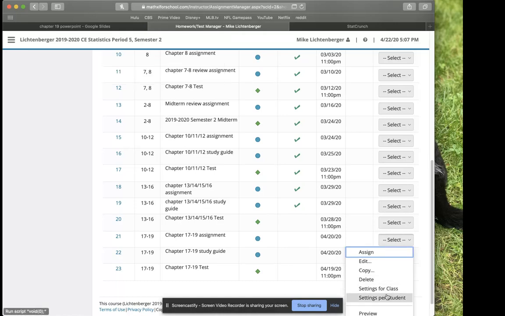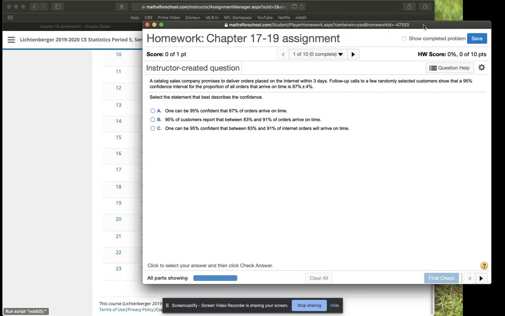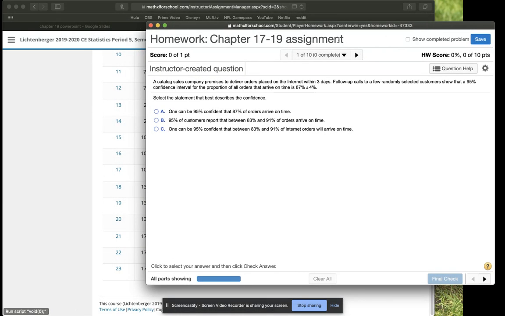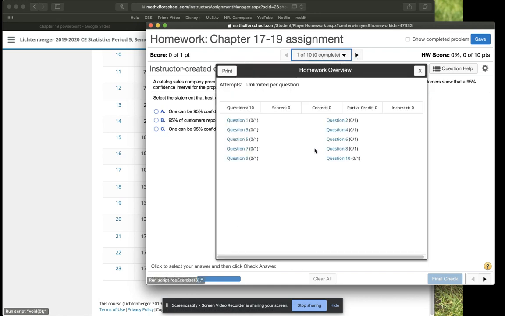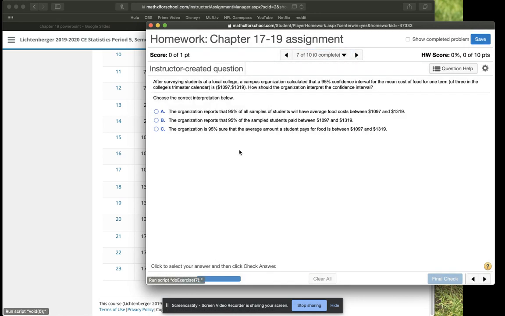Chapter 19 assignment. So I will go through questions 7 through 10 for you. Question 7: after surveying students at a local college, a campus organization calculated that a 95% confidence interval for the mean cost of food for one term is this right here.